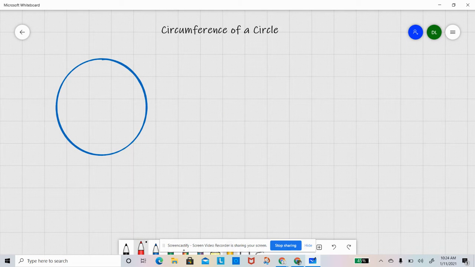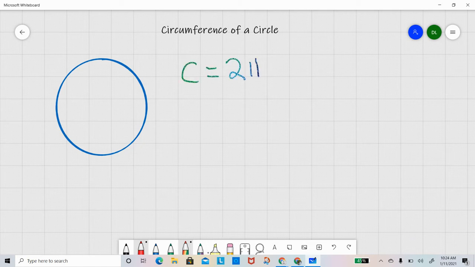Now, before we can really start talking about the circumference of a circle, we need to look at the formulas that there are for the circumference of a circle. And there are two of them. We have circumference. Like I said, I'm not going to be very good at this, so give me a second. There we go. Circumference equals 2 pi r, and circumference equals pi d. Now, obviously, we need to know what these things are, right?